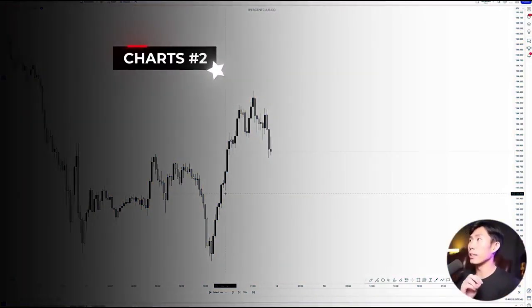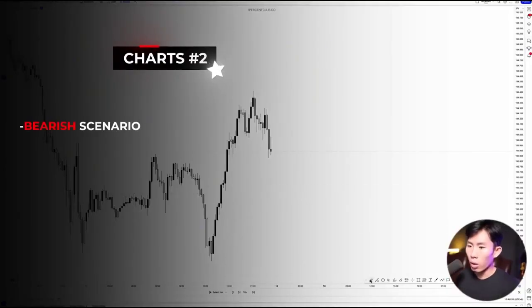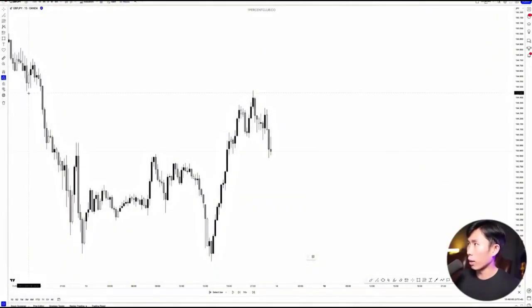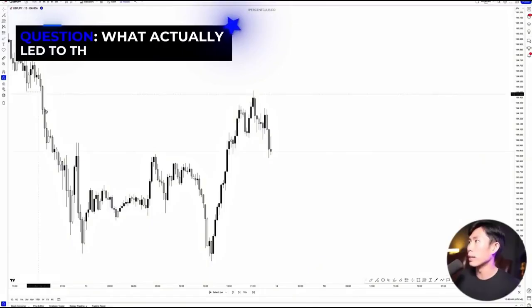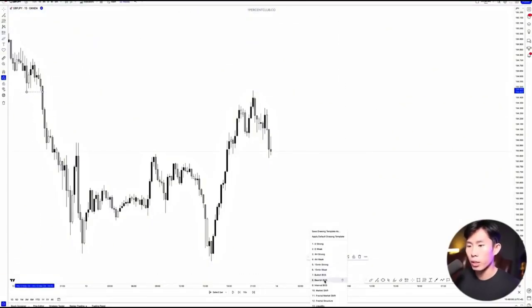So the second example is going to be a bearish scenario, right? What we have over here was that price goes down, pulls back, and then goes back down, right? So we know that this was a bearish break of structure to the downside. And you must be asking yourself, what actually led to this break of structure? We know that there's going to be some form of supply zone, right?